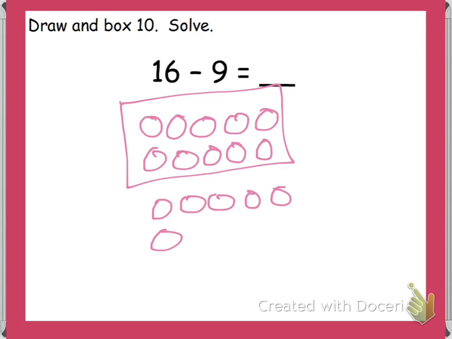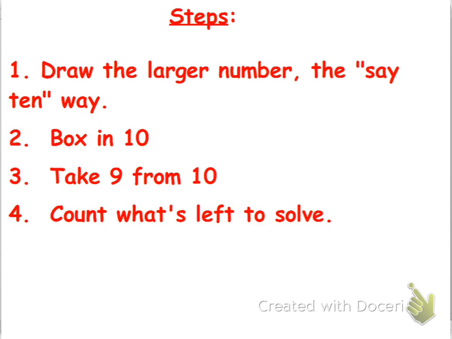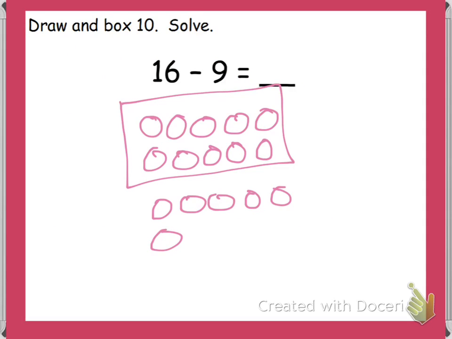So now, looking at this, we have to take away 9. Well, we know that we're going to take away 9 from the box of 10. But first, let's look at what we have so far. We drew our larger number to say 10 way. We boxed in 10. Now we're going to take 9 from 10. So let's take 9 away from this 10 that we boxed in.